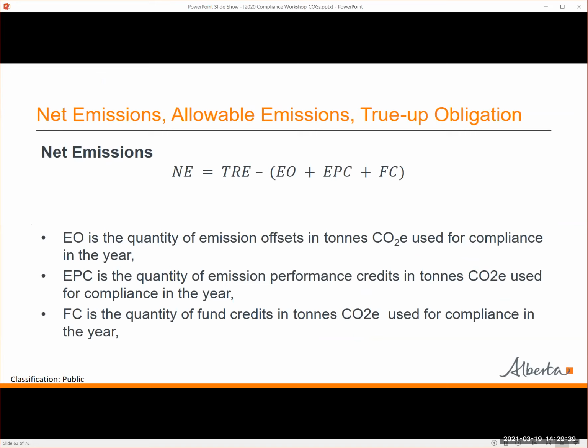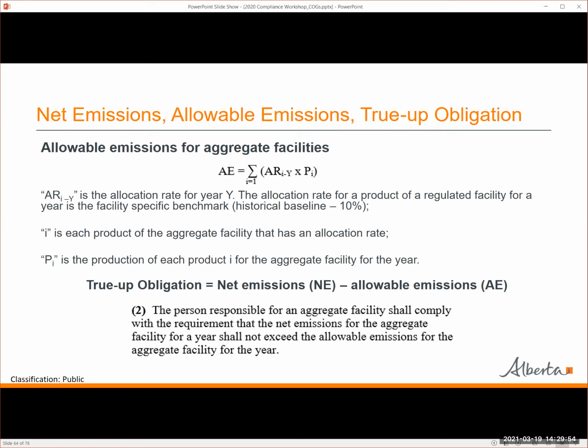Net emissions are the total regulated emissions for the facility minus emissions offsets, emissions performance credits, and credits for fund payments submitted for compliance for the compliance year. Allowable emissions are defined here. In short, the allowable emissions are the reported emissions that are allocated freely, derived from the facility-specific benchmark and the production of the benchmark product for an aggregate facility for the year. And finally, the true-up obligation is determined by subtracting the allowable emissions from the net emissions for a facility for a compliance year.